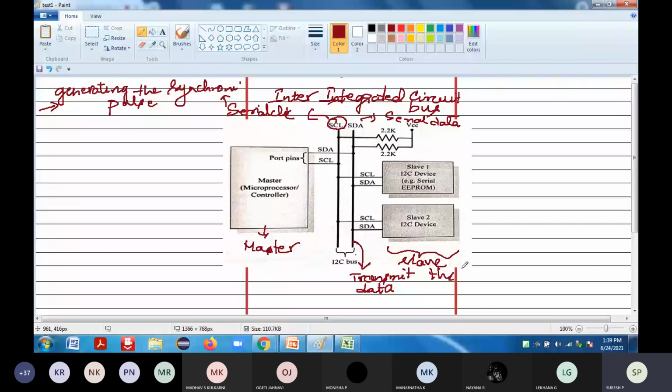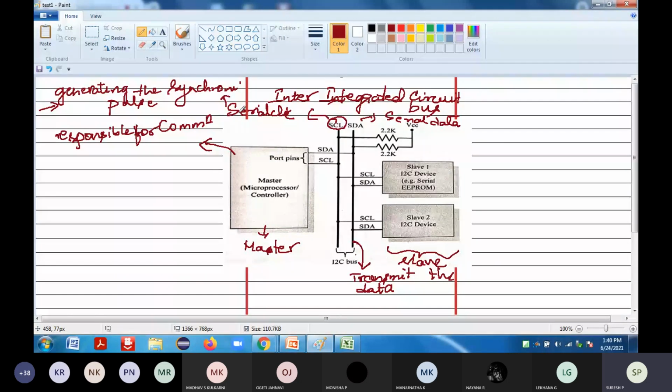Now, who is going to initiate the communication? Your master device is responsible for controlling the communication. The master device may be a microprocessor or microcontroller, which is used for controlling the communication. It is responsible for communicating with the devices and for initialization.